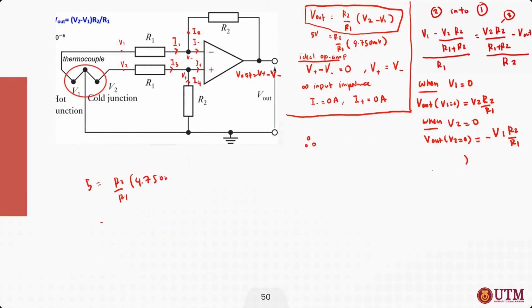4.750 millivolt. So what we can do, we just choose, let's say R1 to be 10 kilo ohm, fixed value. And then R2 is equivalent to 5 over 4.7 millivolt times 10k. So 5 times 10 divided by 4.7.